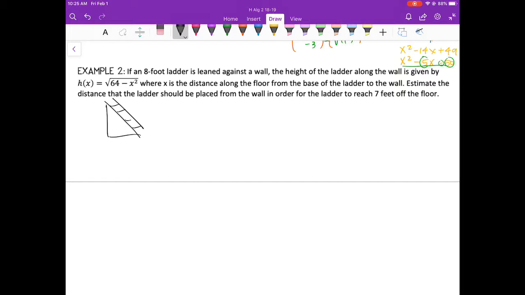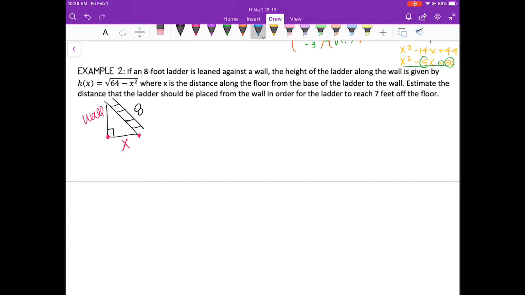So we've got our nice ladder leaned up against the wall. We're going to hope and pray that our building is structurally sound. It makes a right angle with the ground. And we know that the ladder is 8 feet long, and they are telling me that I've got the height of the wall and that the distance x is the distance from the base of the ladder to the base of the building. So that horizontal distance along the ground would be x.